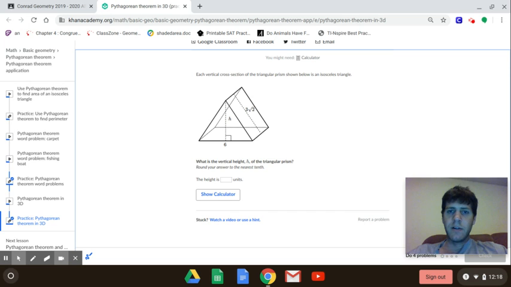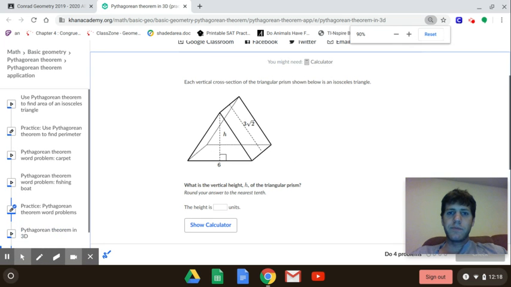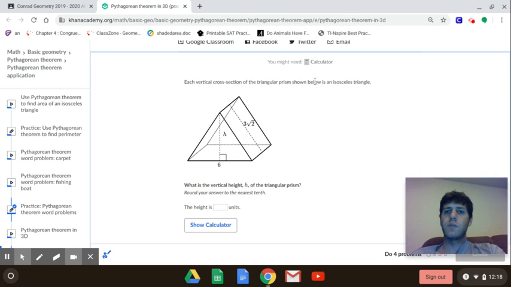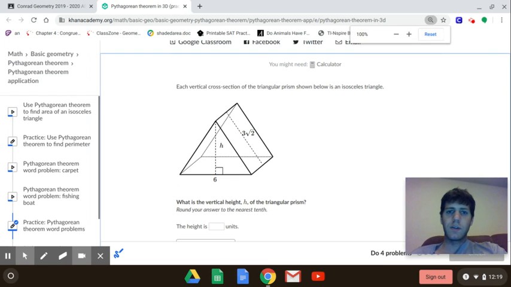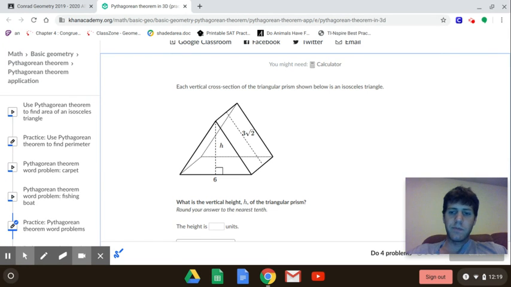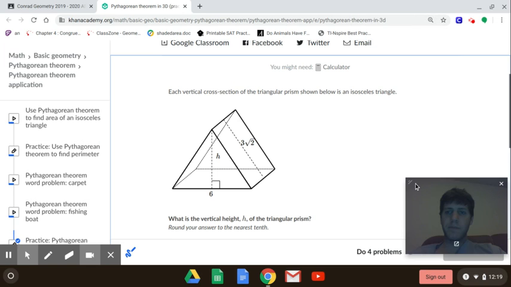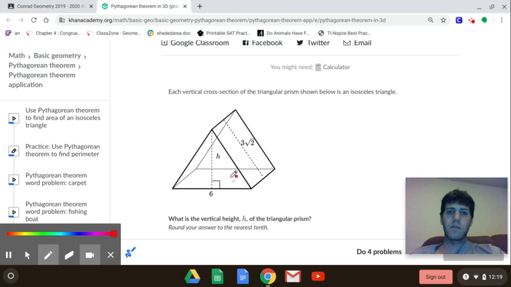I'm going to zoom in here. They tell us that each vertical cross-section of a triangular prism shown below is an isosceles triangle. Since this is isosceles, we know that this is going to be a perpendicular bisector. So here's our triangle. Here's our right triangle we're looking at.